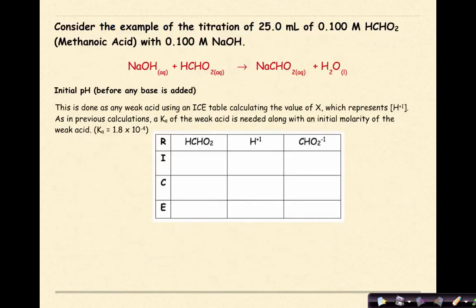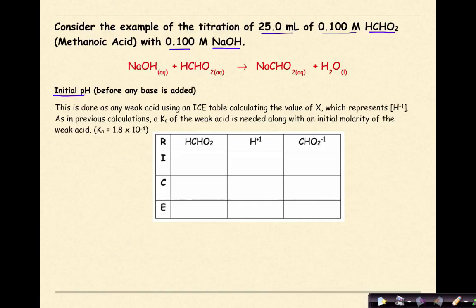Consider the example of the titration of 25 milliliters of 0.1 molar HCHO2, methanoic acid, with 0.1 molar NaOH, which we know is sodium hydroxide, and a strong base. So we have our chemical formula right here. And we're going to start out by calculating the initial pH before any base is added.